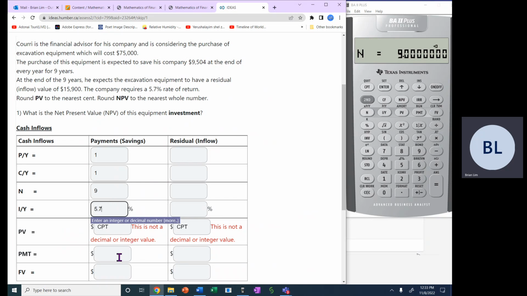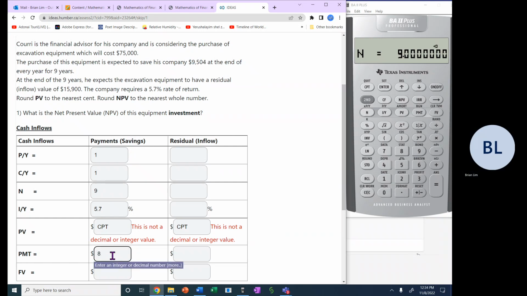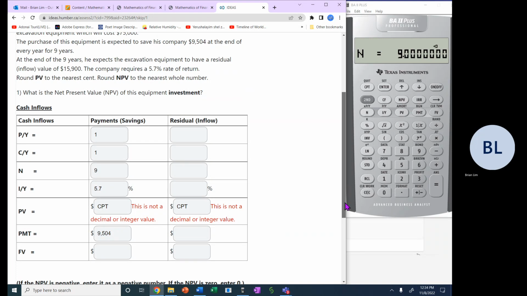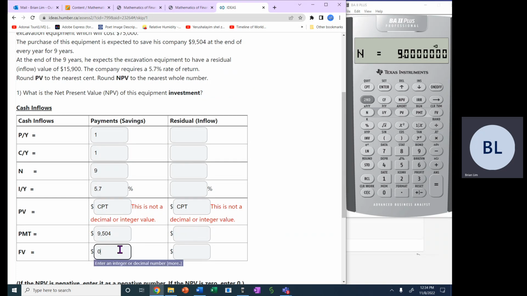We're computing the present value of payment. Well, the company will save $9,504 at the end of every year for 9 years. So the payment is $9,504, correct? Yes, at the end of every year. All right, the future value, we will put 0 in there. Okay, and we will do this computation. So we stopped at N. We go now and insert the number for IY, which is 5.7.